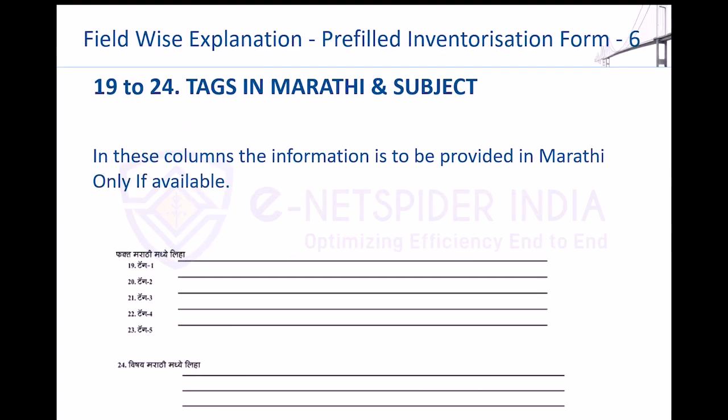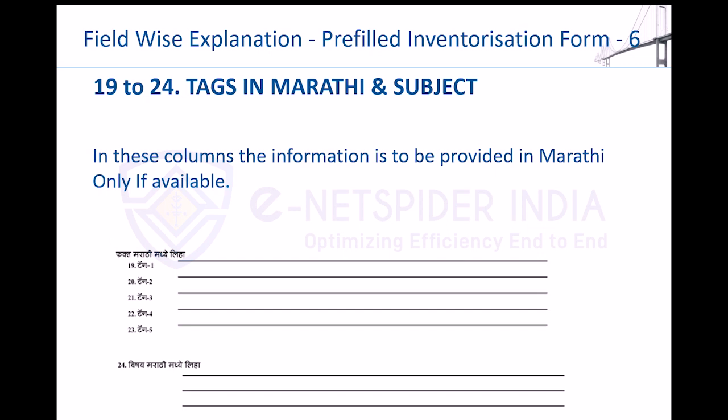Fields 19 to 24 talk about tags to be written in Marathi. And 24 is where you would write the subject in Marathi, the way it was written in English in field number 13. The same tags which were written in English will be written here in Marathi, and in case the tags or keywords or unique identifiers stretch into a sentence or a statement, that can be continued on the next line.